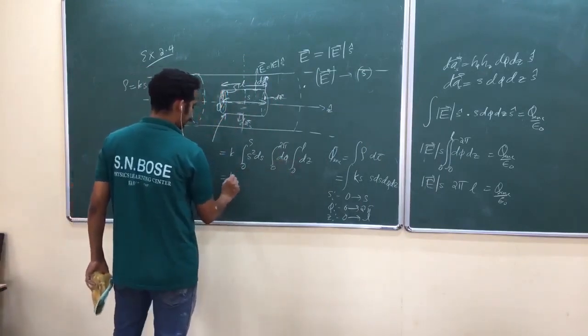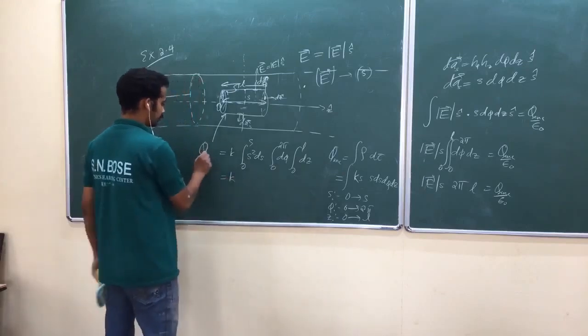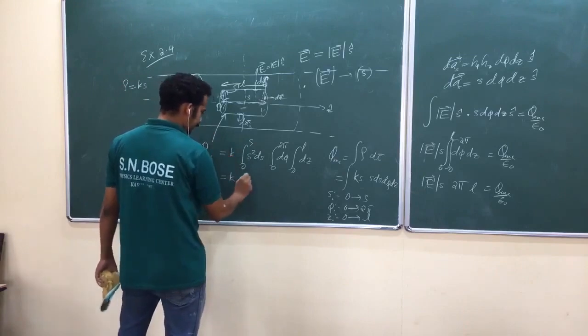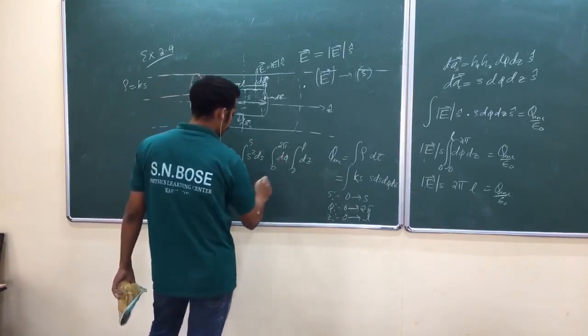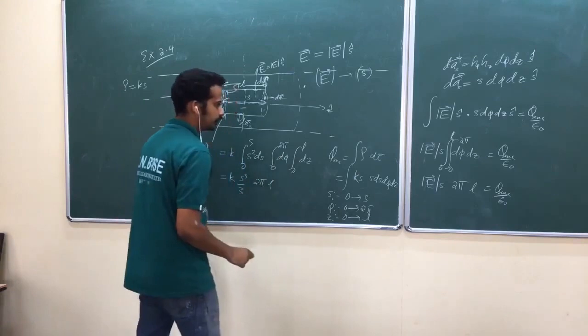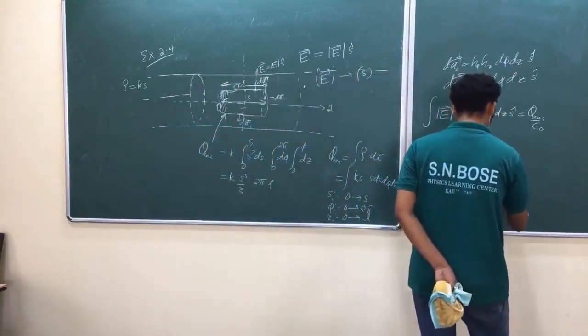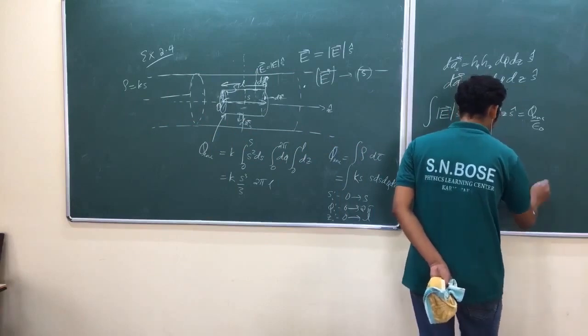So this will be K Q enclosed. S cube by 3, am I right? S cube by 3, what is this one? 2 pi into L. Now look at here, Q enclosed. So K S cube by 3, 2 pi into L, this got cancelled.